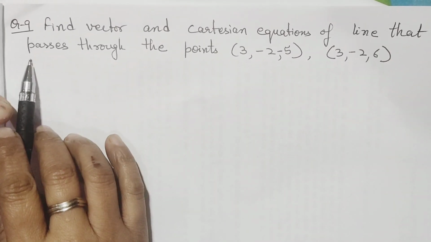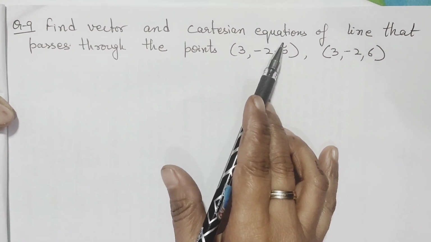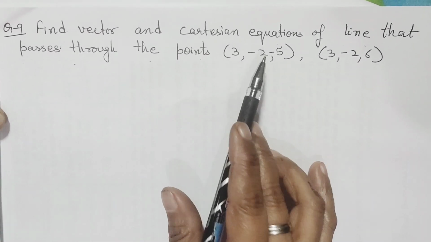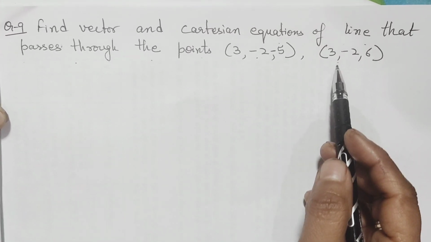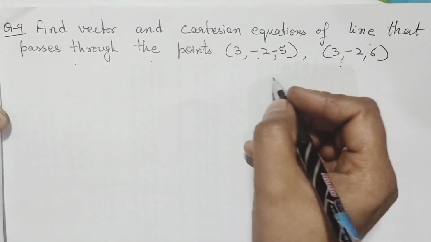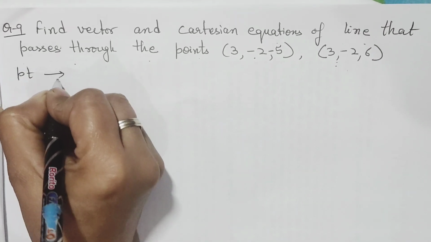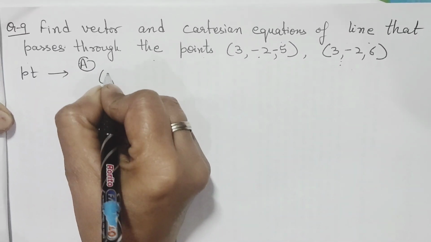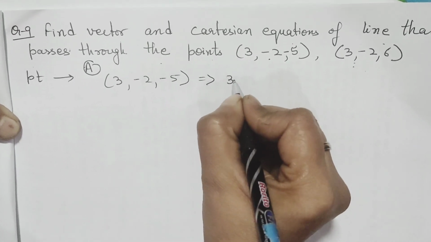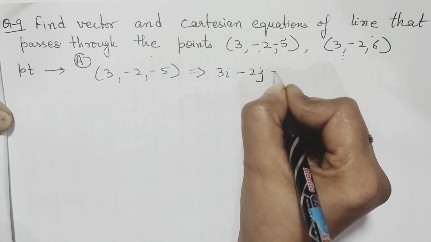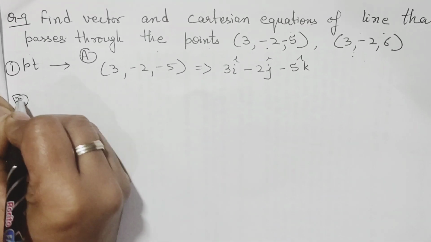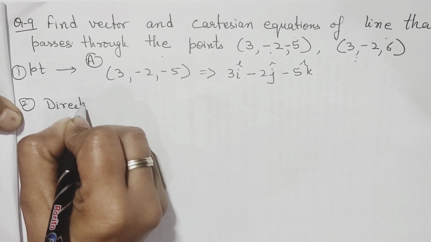Now question number 9 of the exercise. Find the vector and Cartesian equation of the line that passes through these 2 points. Here the line passes through 2 different points and now the origin is not there. So we can solve this question similarly. Here the point A which we take is 3, minus 2, minus 5. That means it becomes 3i minus 2j minus 5k. Clear? Now, second step, we find the direction ratio.